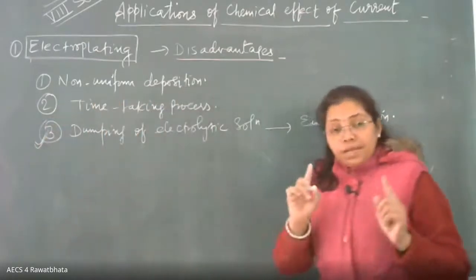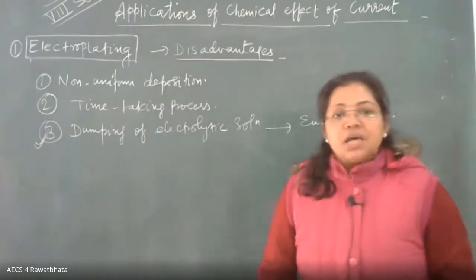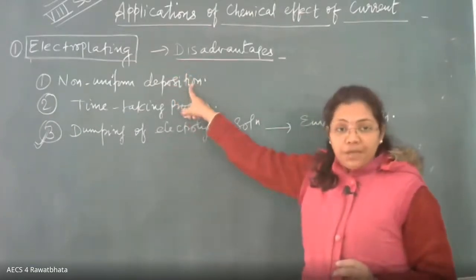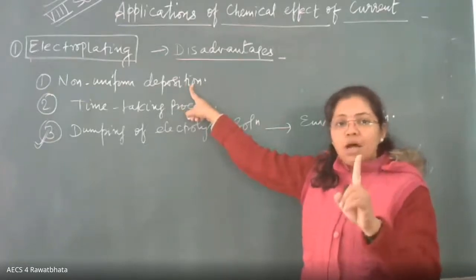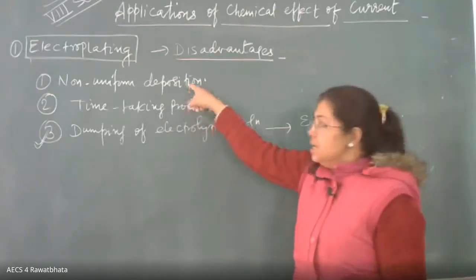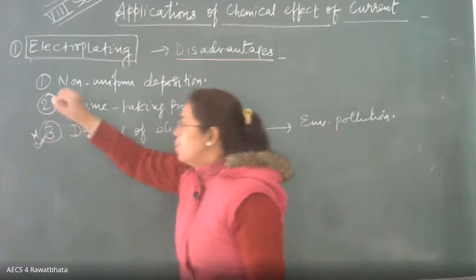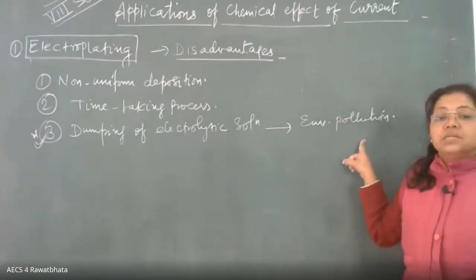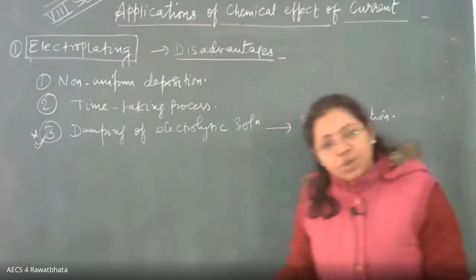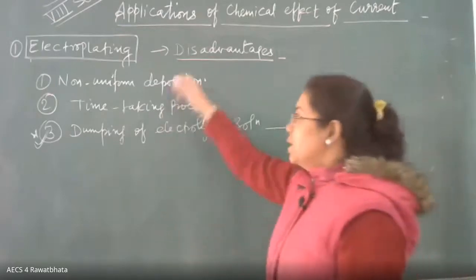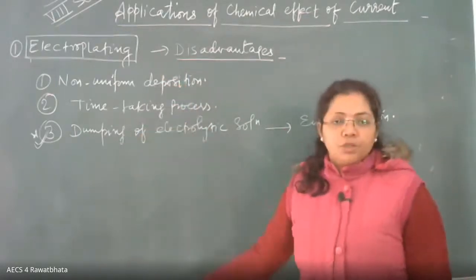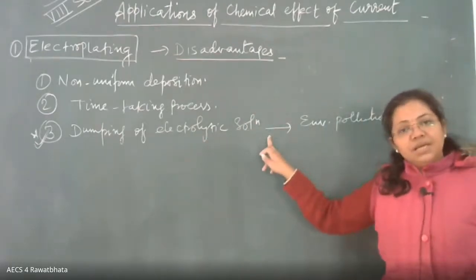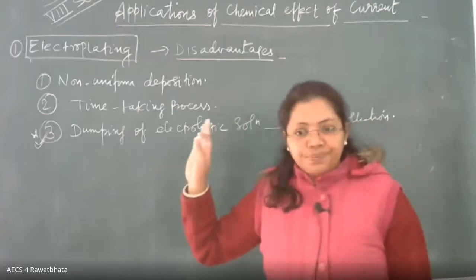So if in examination the question is asked, what is the main disadvantage of electroplating, and it is for 1 mark, then I'm telling you clearly that you have to write this third point, that dumping of this electrolytic solution causes environmental pollution. And if the question is for more marks, then you can add these 2 points also. But the primary disadvantage is disposal of this electrolytic solution. I hope it is clear to you.